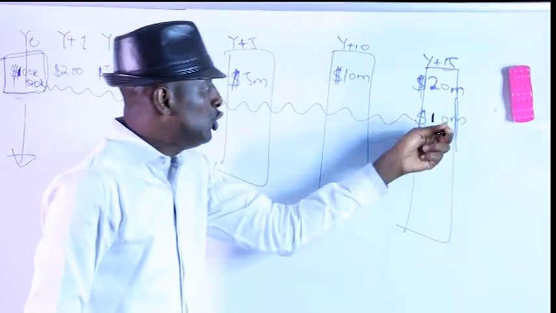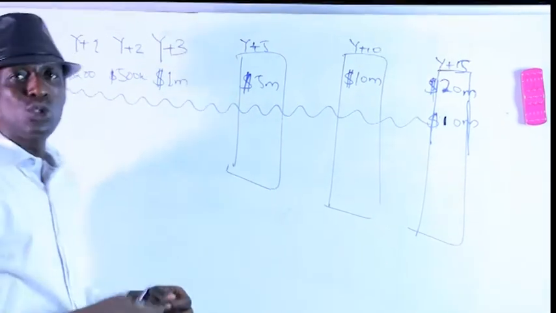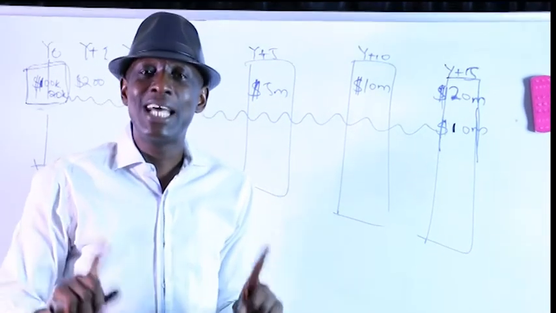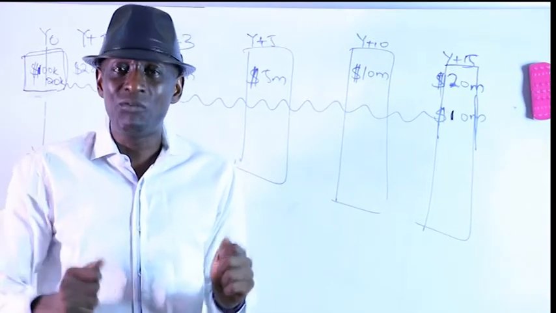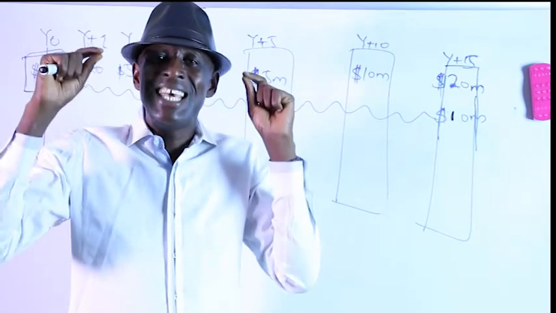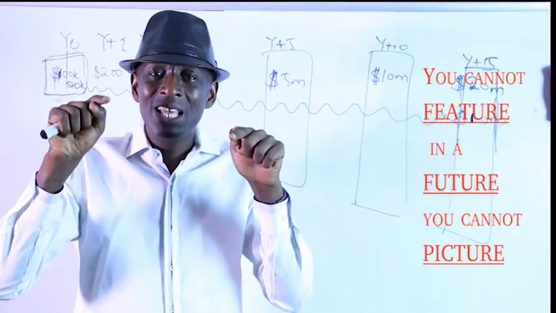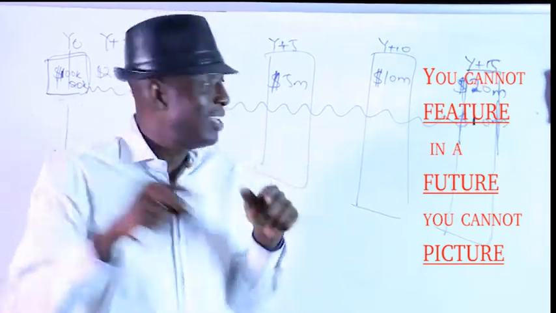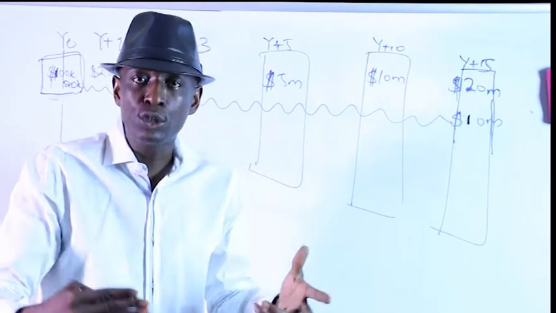Now, in doing this, you are not just plugging figures into cells. Like one of my friends used to say, there is no business that does not make money on Excel. It's not random plugging of figures. What I've been hitting on in this my quotation is that you can't feature in a future that you can't picture. This process helps you to paint that picture.